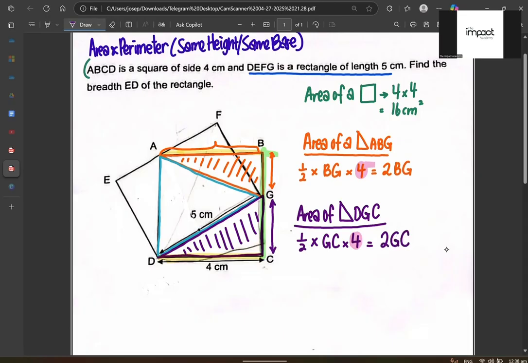Now, I highlighted this for a reason because when I highlighted them, I realized I'm actually touching on the length of the square, part of the length of the square.